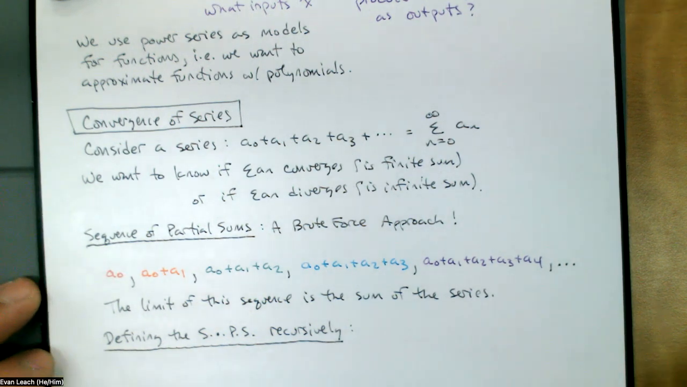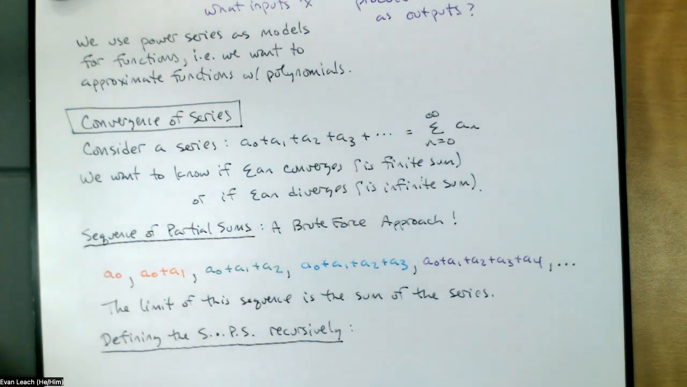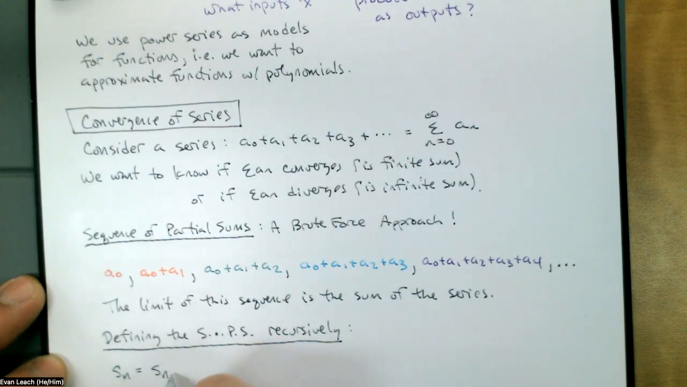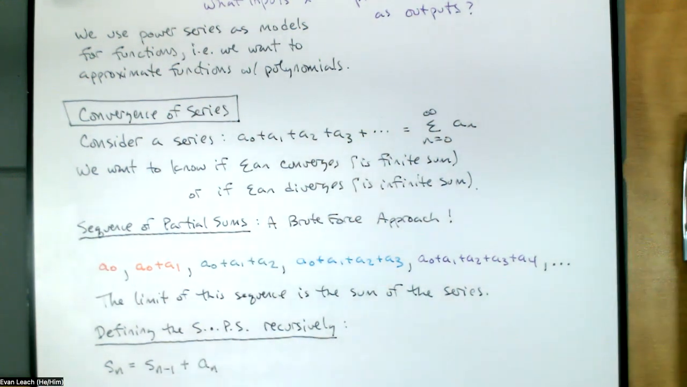I could start off by saying Sn, the nth term of the sequence, is the previous term of the sequence plus the next term. The nth term is the previous term in the sequence plus the next term in the series.